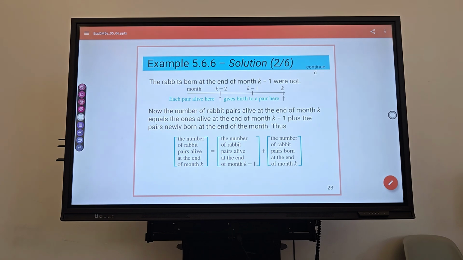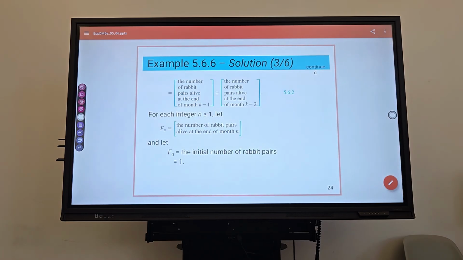Now the number of rabbit pairs alive at the end of month k equals the ones alive at the end of month k minus 1, plus the pairs newly born at the end of the month. Thus, the number of rabbit pairs alive at the end of month k is equal to the number of rabbit pairs alive at the end of month k minus 1, plus the number of rabbit pairs born at the end of month k. Which equals the number of rabbit pairs alive at the end of month k minus 1, plus the number of rabbit pairs alive at the end of month k minus 2.